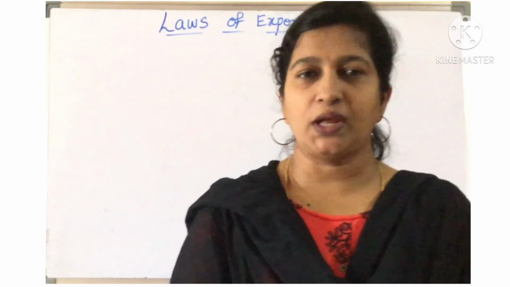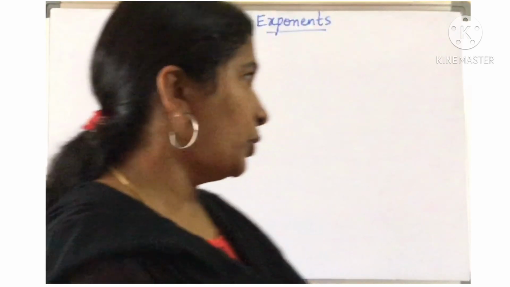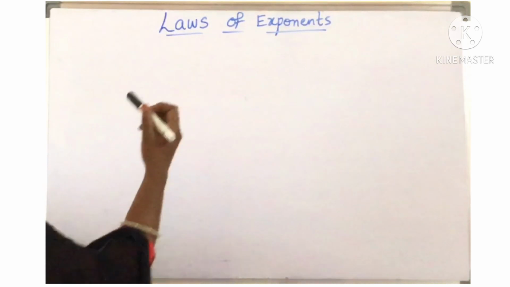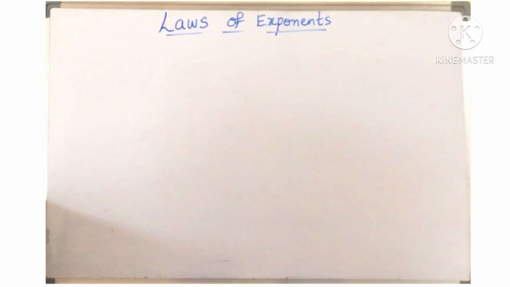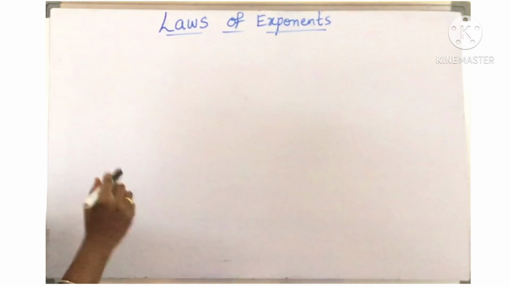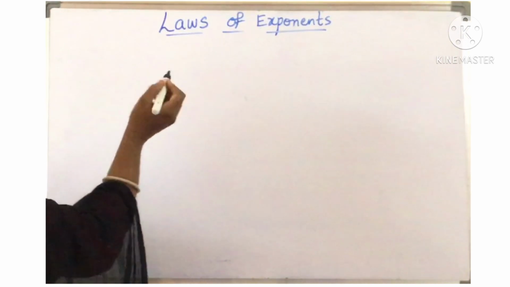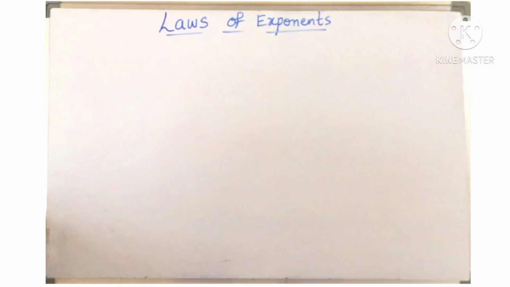In this video I am going to explain laws of exponents. We also call it laws of indices. What are these laws of exponents? When we multiply terms with exponents, we use some rules to find the product easily. These rules are nothing but laws of exponents.